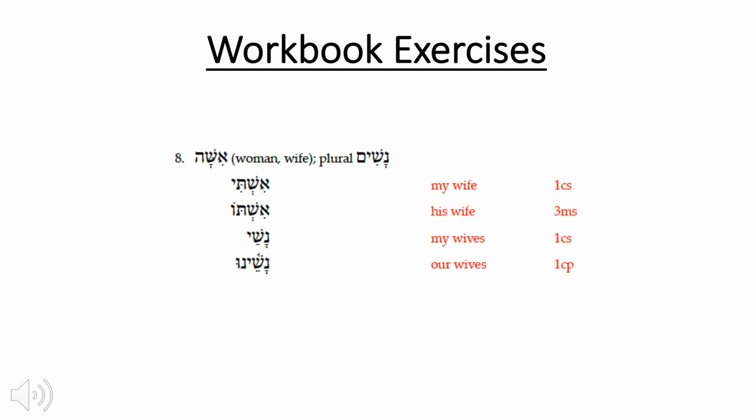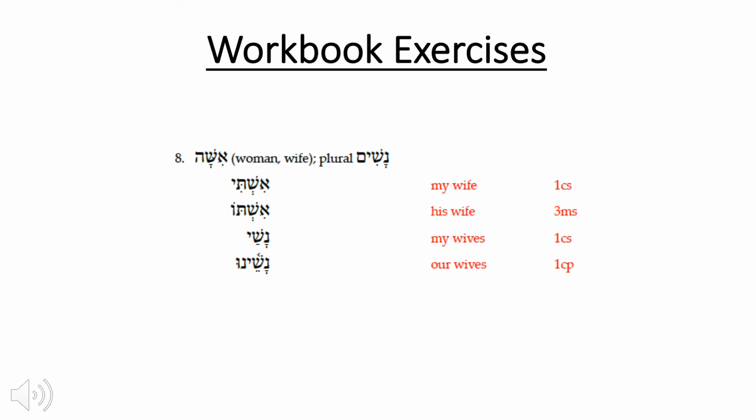Well, actually, we're dealing with the same type of suffixes that we dealt with in the previous example. 1CS and 3MS, at least in number 1 and number 2. The tav and the tav-holam. The Hirik Yod is 1CS, the Holam Vav is 3MS. The question, though, has to do with Nashai. What exactly is this ending?